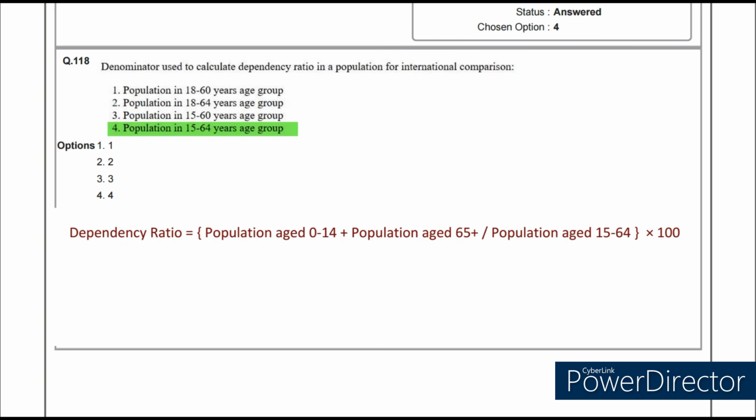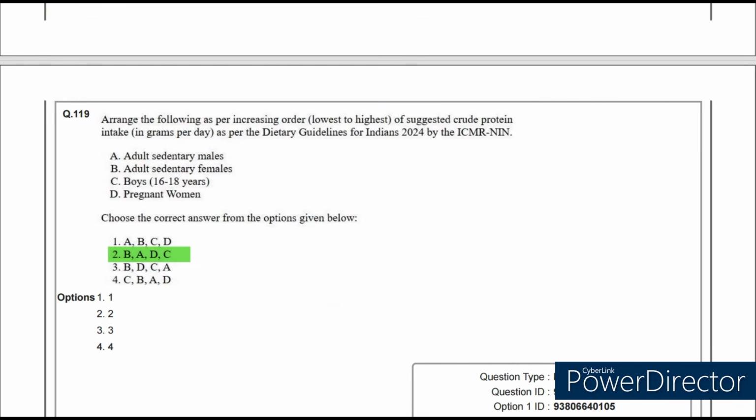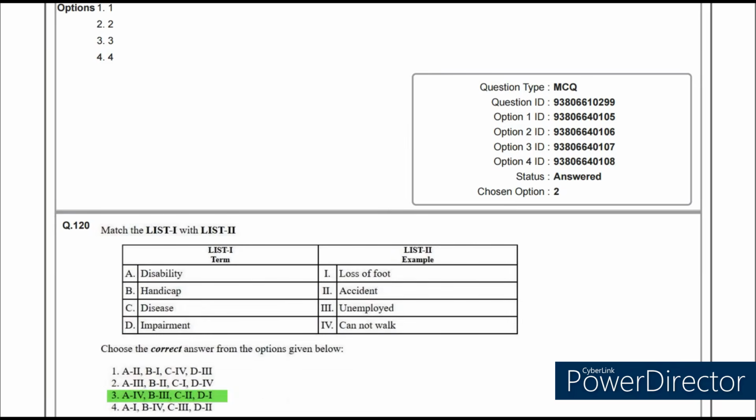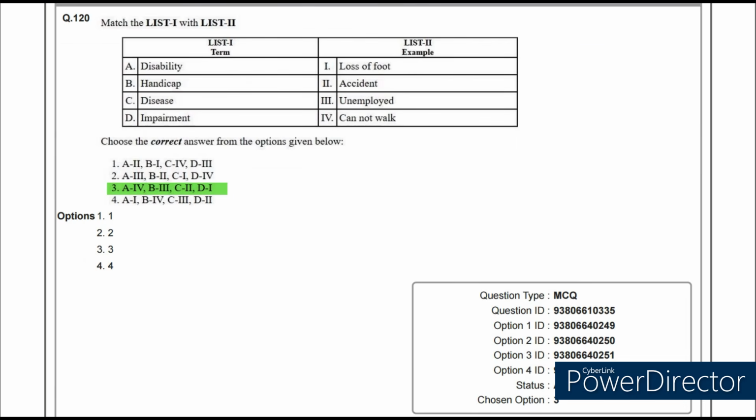And now coming to question number 119 on suggested crude protein intake in grams from lowest to highest. So option 2 is correct, that is B, A, D and C. And now coming to question number 120, which is again a simple match the following. So you can look at the first option, that is disability, it is cannot walk. Second is handicap, unemployed. Disease comes under accident, and impairment is nothing but the loss of foot.